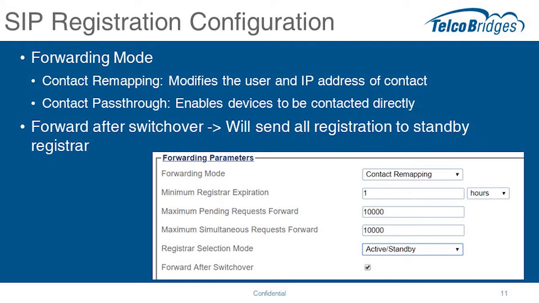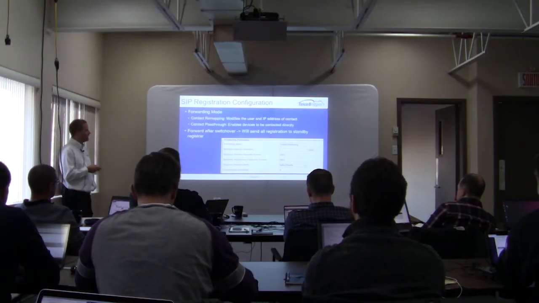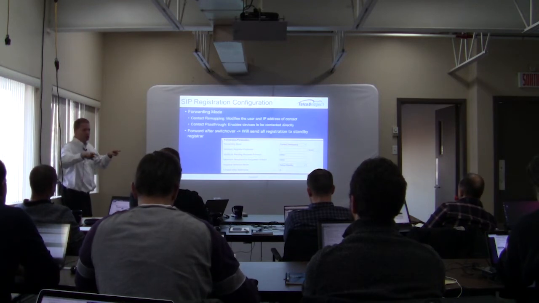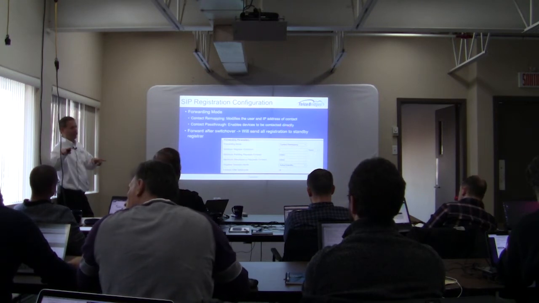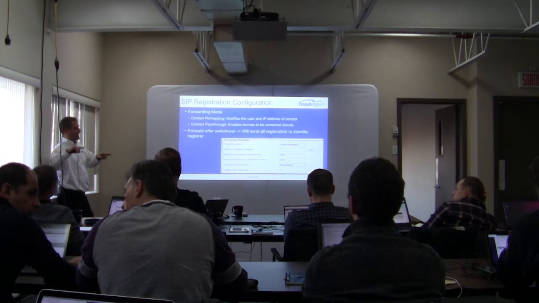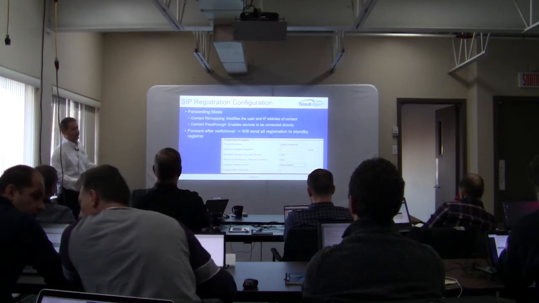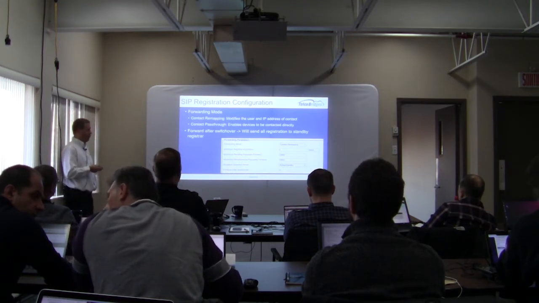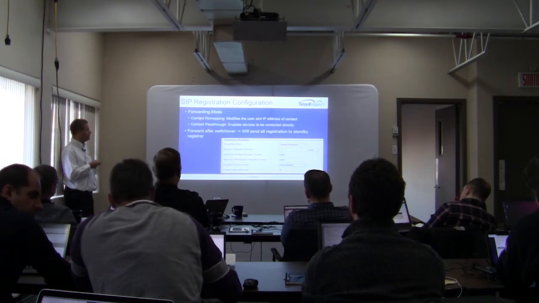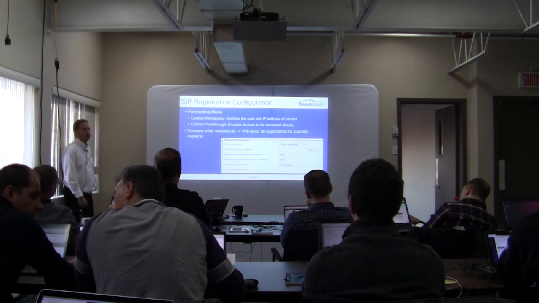The forwarding mode here, you have 2. Contact remapping modifies the user and IP address of the contact. When we receive the register request, we change the contact, so we reference it internally. But you can also select pass-through, and then it's the exact contact that we receive that is sent to the registrar. That allows the registrar to access the endpoint directly if it has a public IP. I asked Nicole yesterday which one we use most, and she says mostly remapping, but some customers are using pass-through. So you will get the real contact information in the registrar.